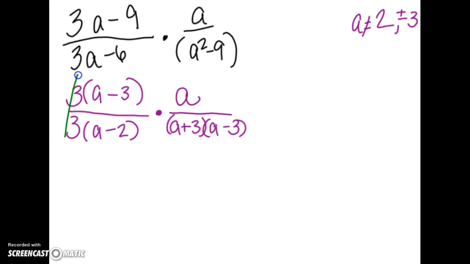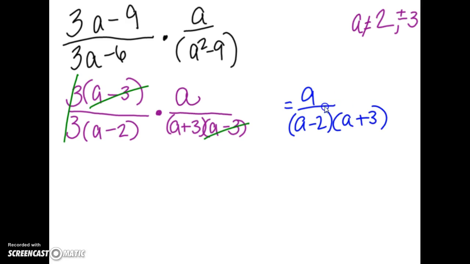3 and 3? Yes. A minus 3. Can that simplify? Yep. Right here and right here. The a and the a, can I do that? I cannot. Only the big chunks. So after all is said and done, let's see what's left on the top. Just a. And what's left on the bottom? A minus 2 and a plus 3. There you go.